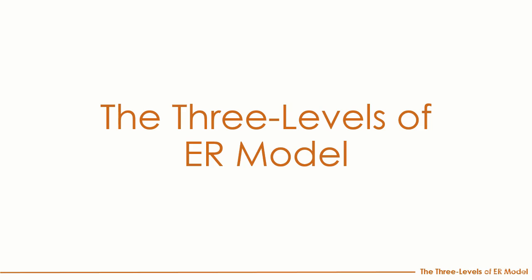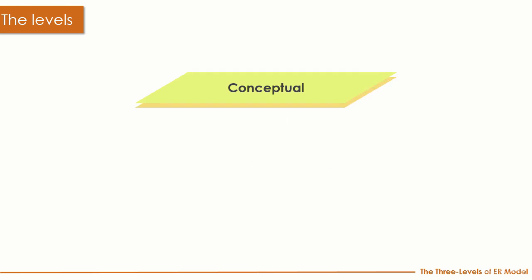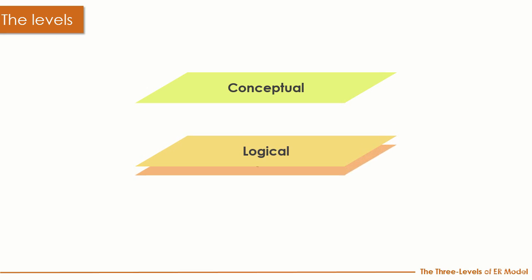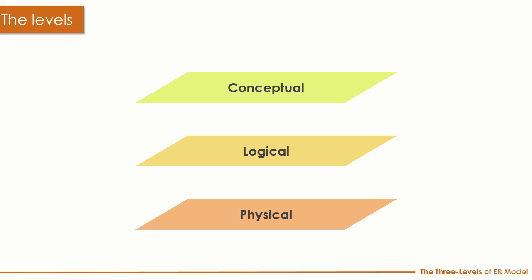The three levels of ER model. We may draw different types of database design diagram. Basically, we can separate them in three levels. They are conceptual, logical, and physical.